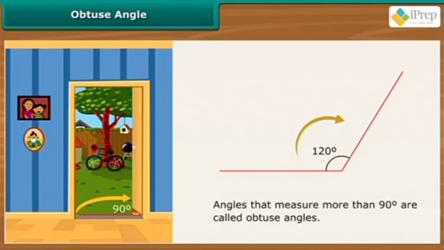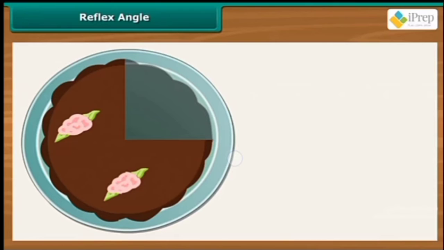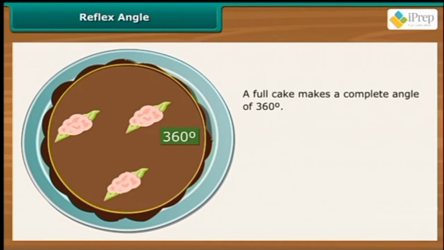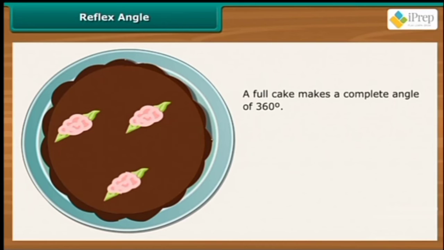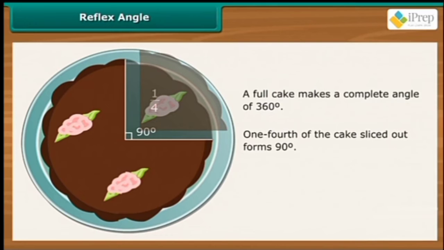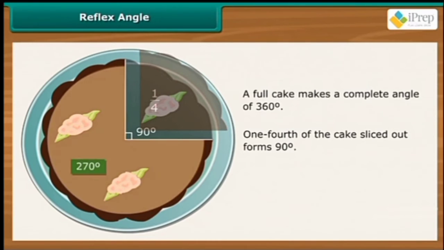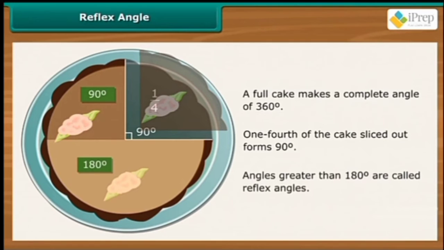Angles that measure more than 90 degrees are called obtuse angles. Look at this cake. 1/4 of it has been sliced out. A full cake makes a complete angle of 360 degrees. 1/4 of the cake sliced out forms 90 degrees. The cake that remains forms 270 degrees. Angles greater than 180 degrees are called reflex angles.